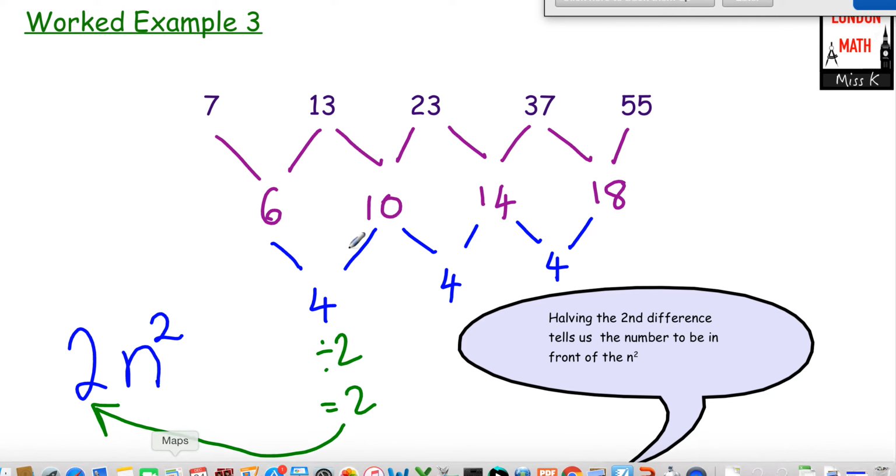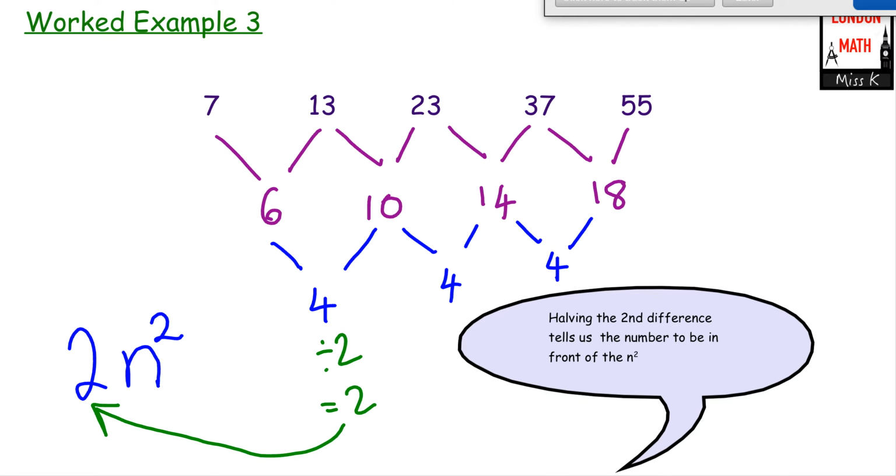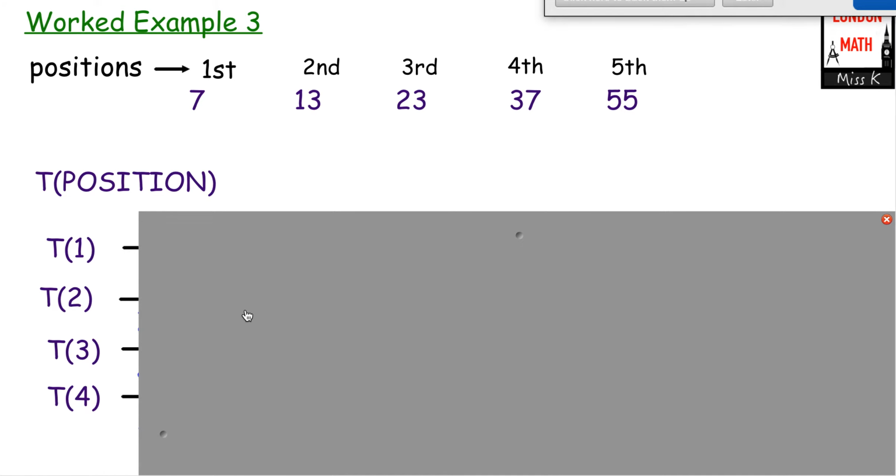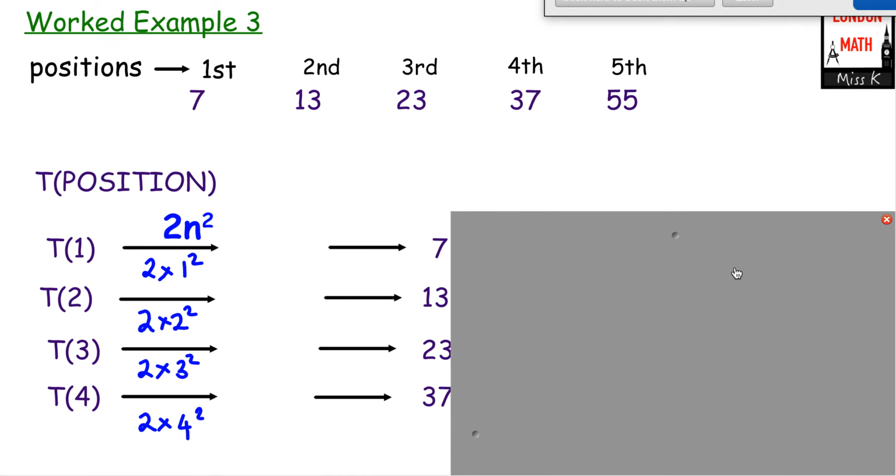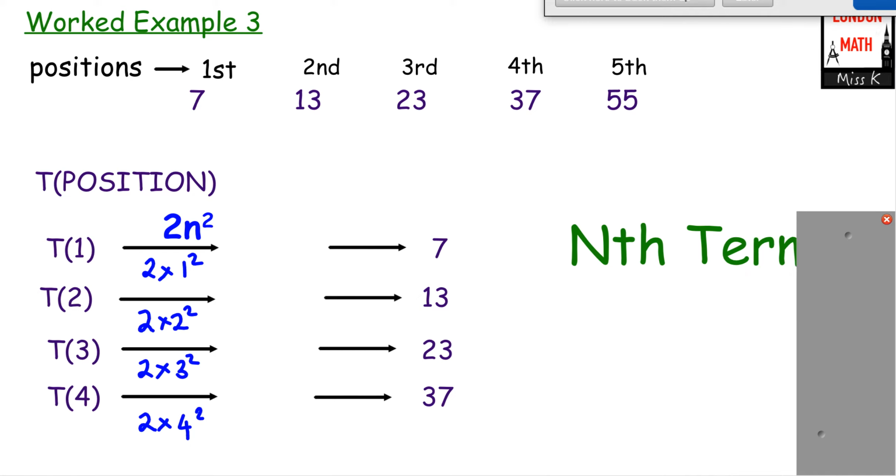Alright, okay. So now we've established that, we're going to go into the second bit now and look at the numbers. Okay, so if I've already said that there's a 2n squared, now we know there's a 2n squared in our formula.